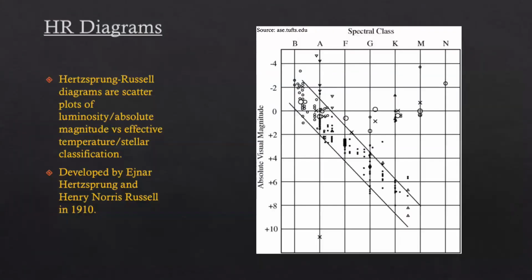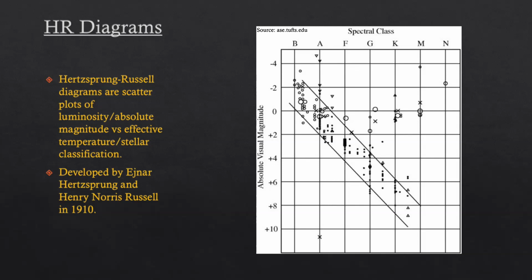Okay, now what we are using to look at the data are HR diagrams. Hertzsprung-Russell diagrams are scatter plots. You have energy output per time, or luminosity, or absolute magnitude on the y-axis, and effective temperature or stellar classification on the x-axis. It can be color index, something that tells you about the temperature of the star.